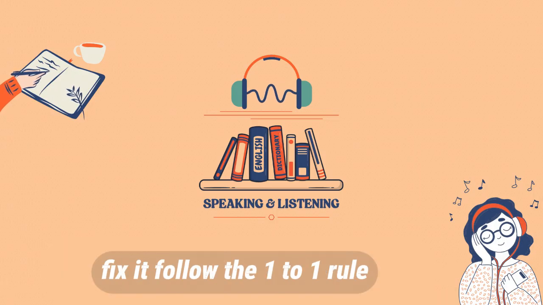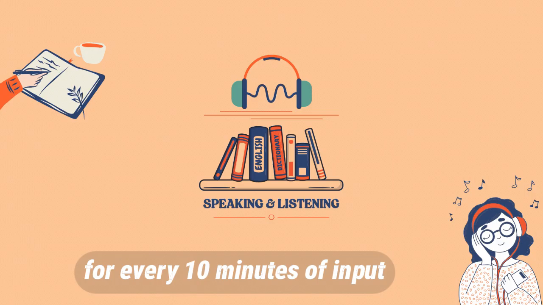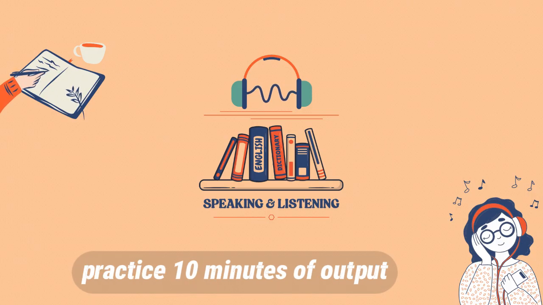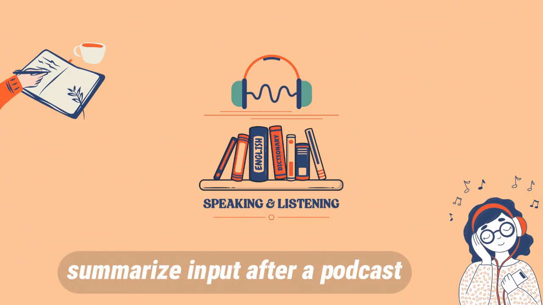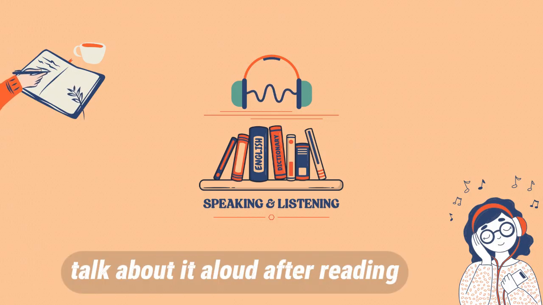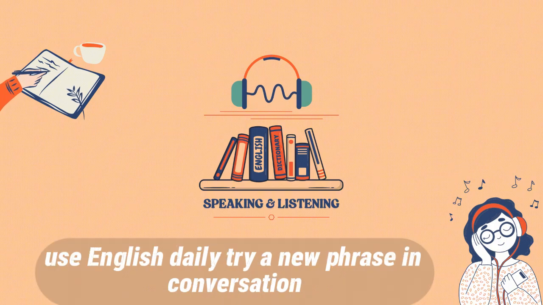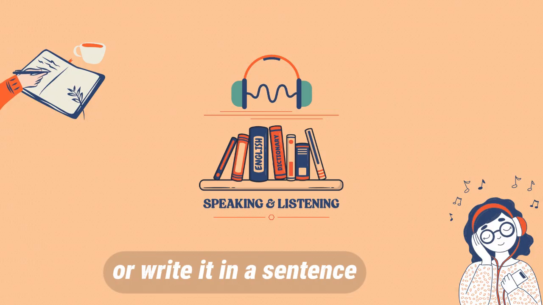Fix it. Follow the 1-to-1 rule. For every 10 minutes of input, practice 10 minutes of output. Summarize input. After a podcast, talk about it aloud. After reading, write a summary. Use English daily. Try a new phrase in conversation or write it in a sentence.